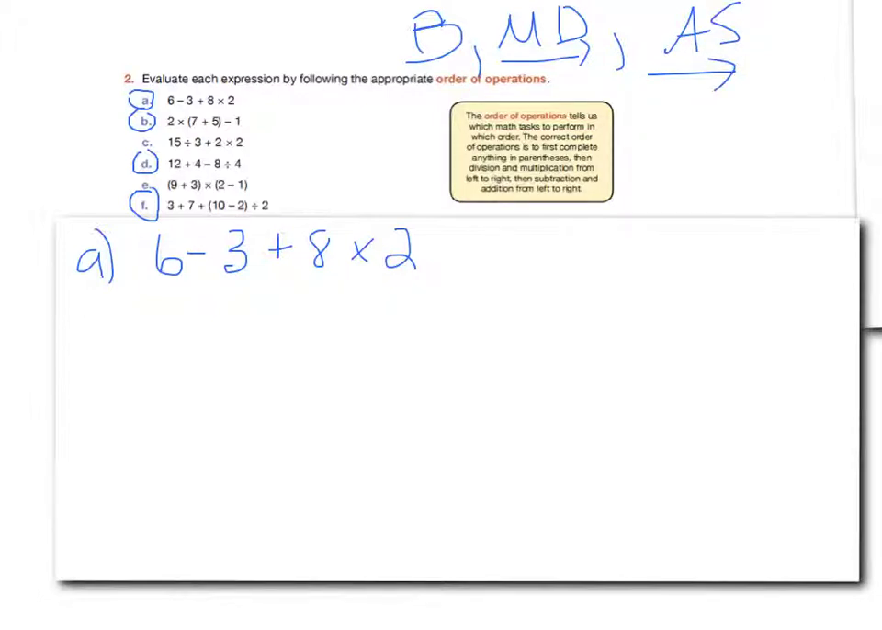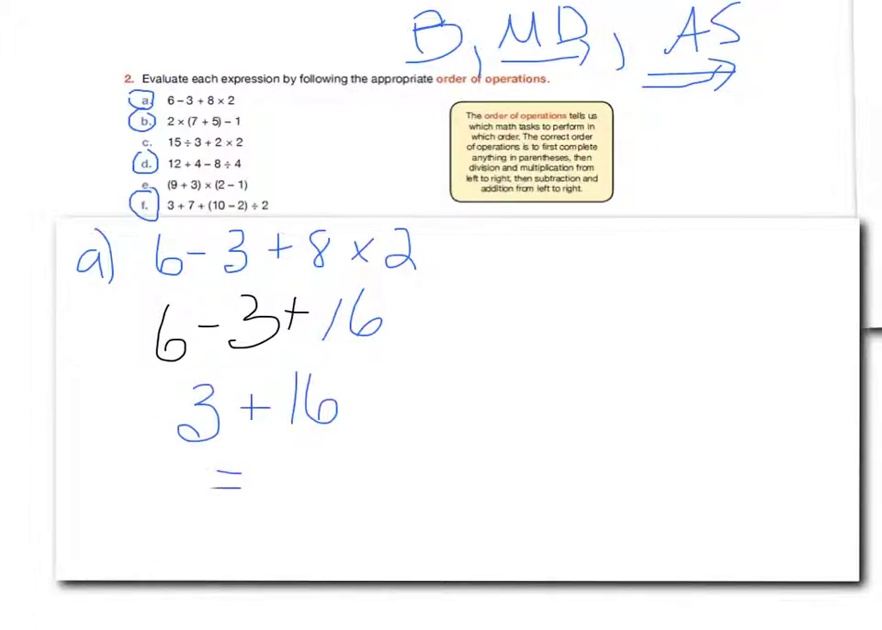So, when I look at this, there are no brackets. Multiplying and dividing, there is some multiplying and dividing, so I have to do that part first. 8 times 2 is 16. What's left gets brought down, so 6 minus 3 plus 16 is what's left. No other multiplying and dividing, so now I'm into the adding and subtracting part. So I need to add and subtract from left to right. So that means I start at the left and I work my way to the right. 6 minus 3 is 3 plus 16 equals 19. And that would be my final answer there.